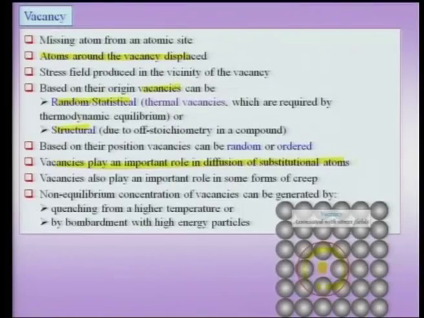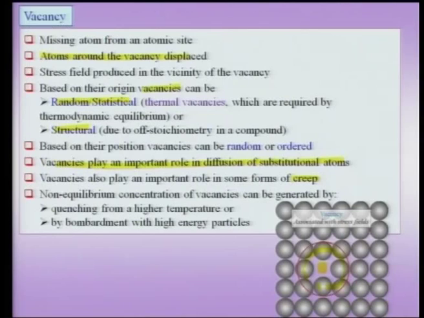Vacancies also play an important role in various forms of creep, and this is something which has to be noted. Not only can there be an equilibrium concentration of vacancies, that means vacancies present in the right concentration which can minimize the Gibbs free energy, but they can also be present in a higher concentration than dictated by thermodynamic equilibrium for a given temperature, and this can be obtained, for instance, by quenching from higher temperature.